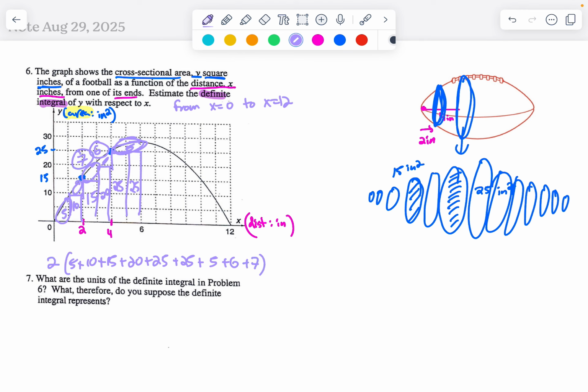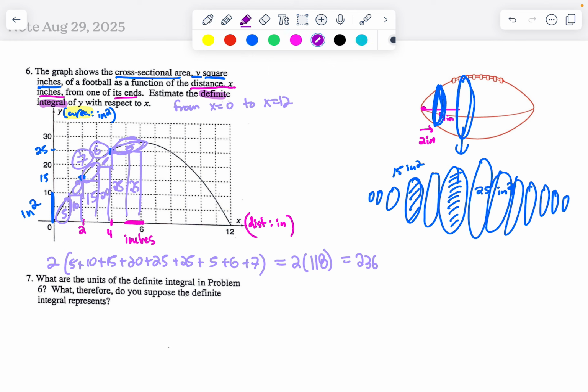We were using symmetry, so we have to double whatever we get. Let's see, 15, 30, 50, 100, 111, 118. So 2 times 118. Hopefully my math is right. I get 236. Very importantly, though, the definite integral needs units. So what are my units? Well, in the horizontal x direction, my units are inches. In the vertical, the y direction, my units are inches squared.